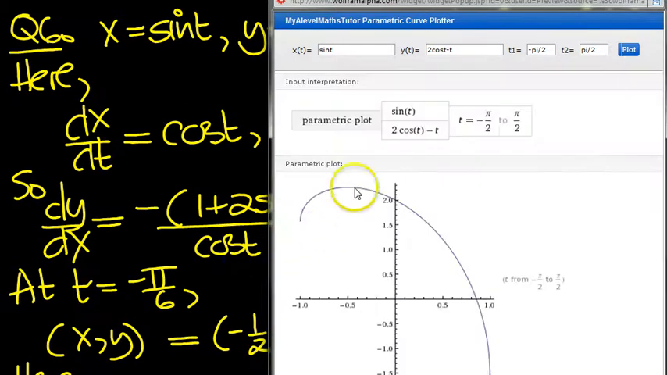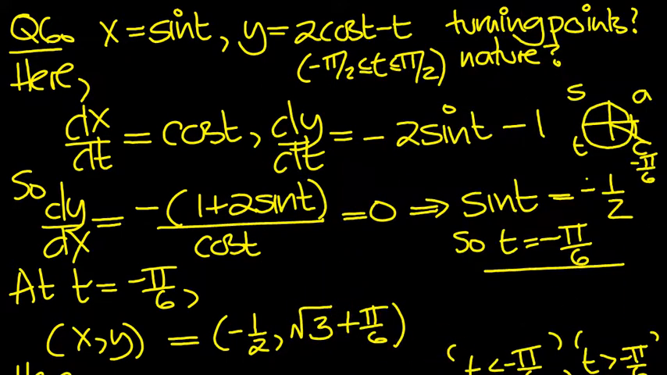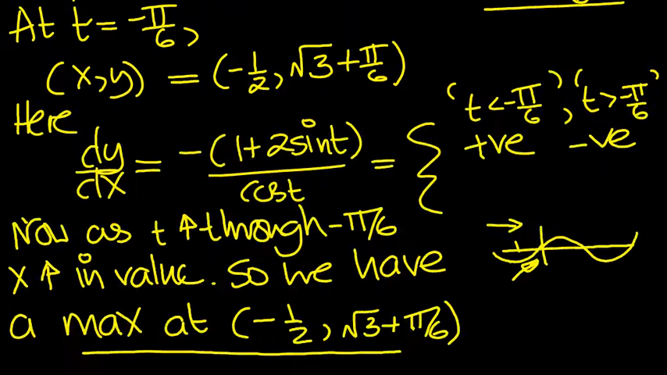See what we get. Here's our maximum here, minus half, and just over 2 as we said. That's what we've got. Just over 2 we said, didn't we? And it was a maximum, which is what we said.